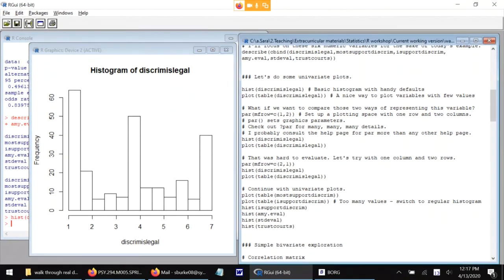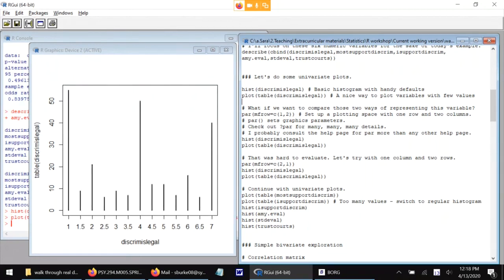This basic histogram has some handy defaults. It works okay. But for a variable that has relatively few unique values that I don't necessarily want to bin, I want to plot every unique value, I can also do this, plot of table of that variable. And I get something like this, which is quite handy. So this is like a histogram, but here I know that each of these bars represents a unique value. So they're not bins anymore. And so I can definitively say that a bunch more people responded with 7 than 6.5. Anyway, a bunch of people were unsure whether discrimination is legal, or at least responded at the midpoint of the scale. It doesn't mean they're unsure. Maybe they think it's sometimes legal and sometimes not.